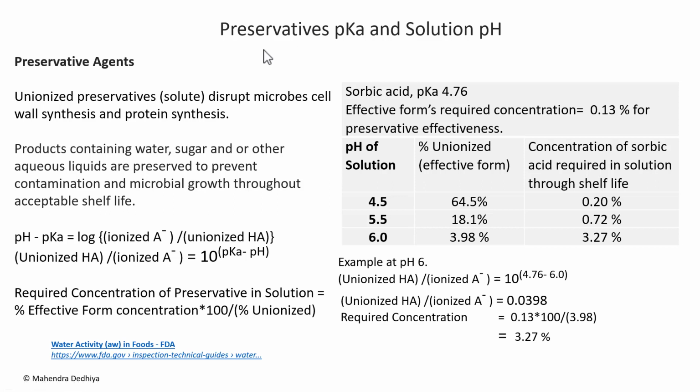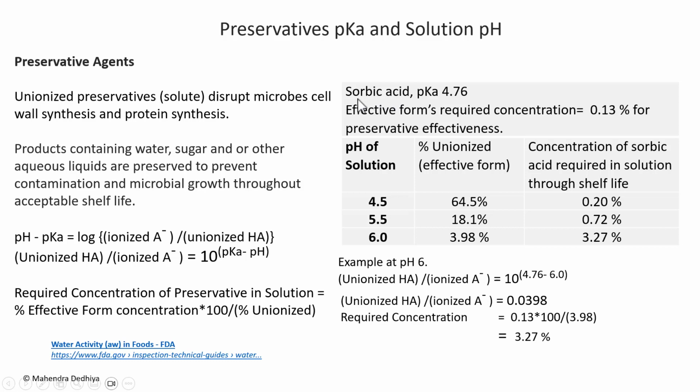On one hand, we want to make sure preservative is soluble in solution dosage form, and on other hand, we want preservative to be unionized to be very active. So these two need to be balanced. We can calculate unionized species to ionized species as 10 raised to the difference between pKa and pH. And the required concentration of preservative to be effective is essentially effective form concentration, converted into a percent, divided by percent unionized.